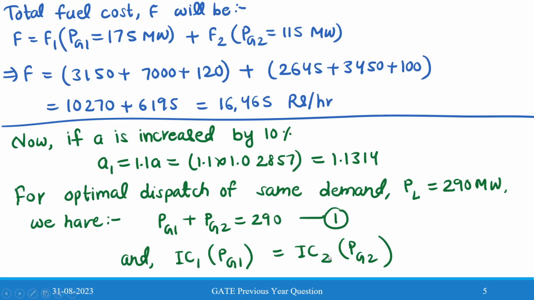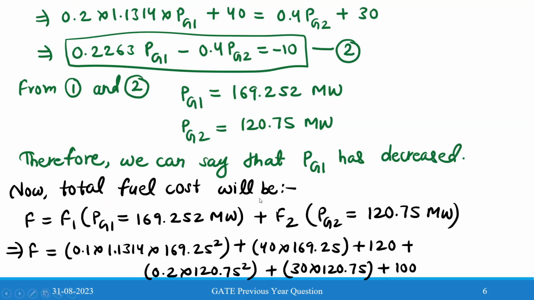In this problem the value of a is known, whereas in the previous case a was unknown and Pg1 and Pg2 were known. Now we need to calculate Pg1 and Pg2. By equating these terms, we get the second expression. From the first and second expressions, we get Pg1 equal to 169.252 megawatt and Pg2 equal to 120.75 megawatt. Therefore, Pg1 has decreased.